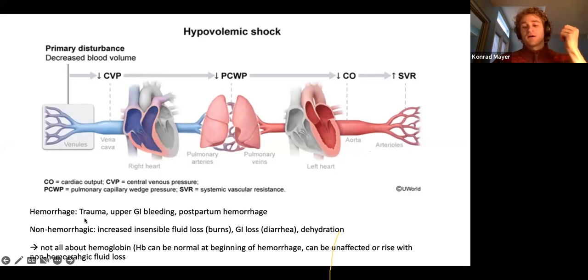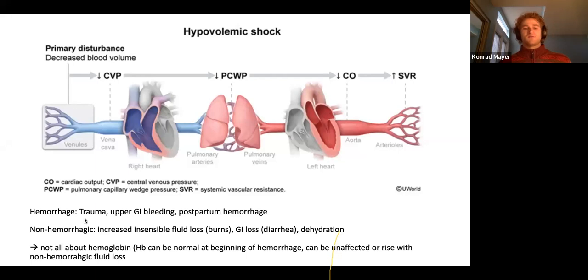Or if somebody has trauma and they've lost half of their lower extremities, we can see the blood leaving the body. We know volume is being lost. They are hemorrhaging, they have had trauma, and they are losing volume, so they are going to be in hypovolemic shock.